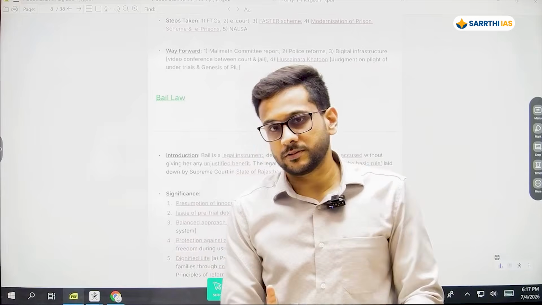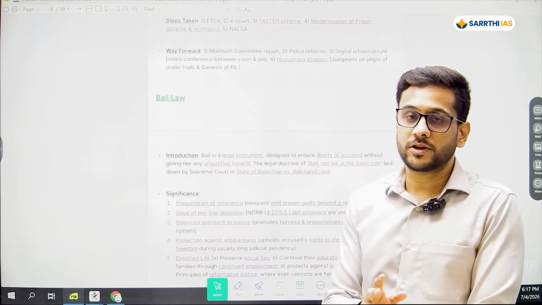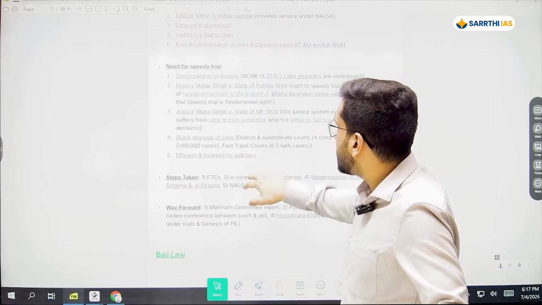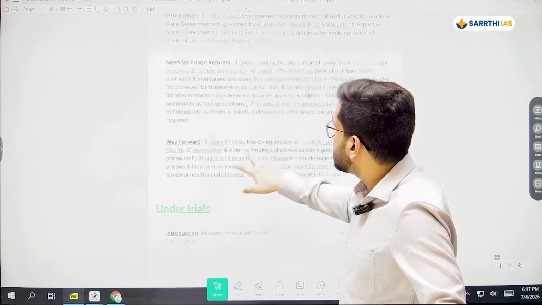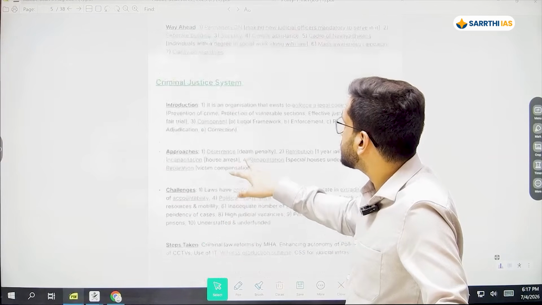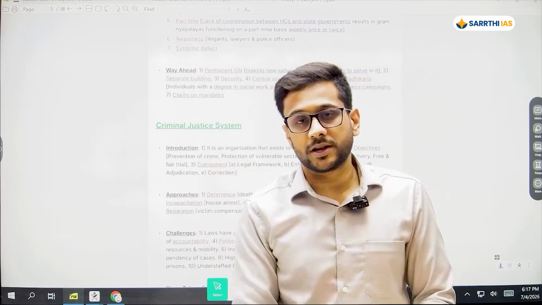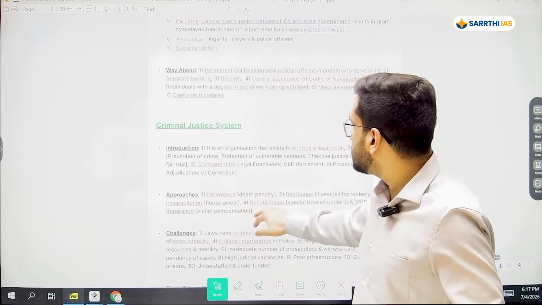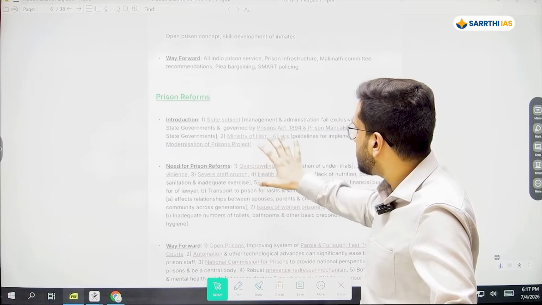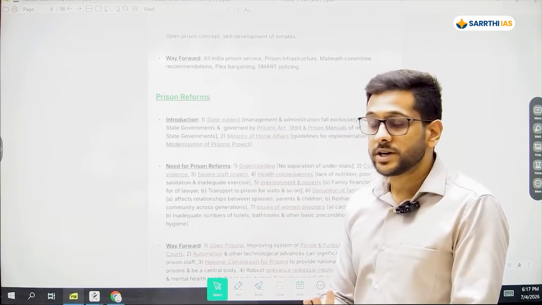In the example I showed you, this bail law is not mentioned in the GS2 syllabus, but it is part of current affairs of judiciary. So I have integrated it with my static topics. Like, undertrials is also a current affairs topic, prison reform is also a current affairs topic, but criminal justice system is not a current affairs topic. It is mentioned in the syllabus. This is the static part, this is the current affairs part, and the value addition is also integrated within my notes in a consolidated form.